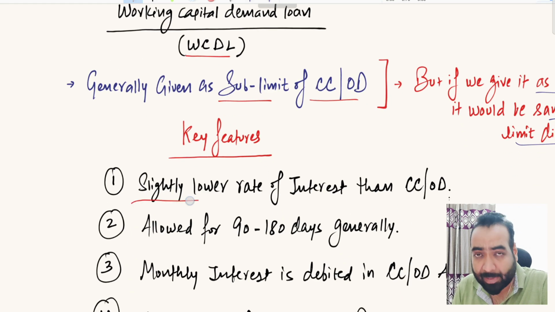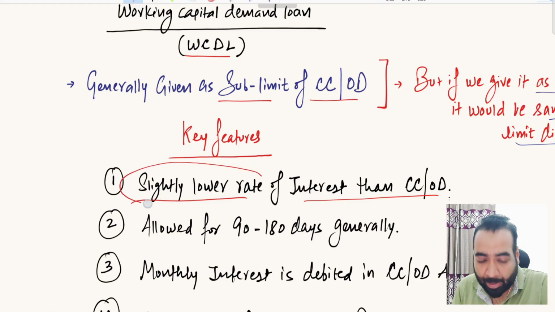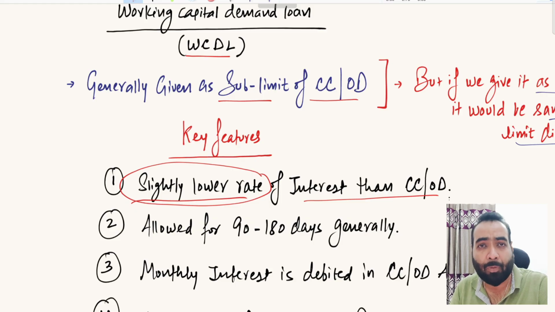So it enjoys a slightly lower rate of interest than regular CC and OD, slightly, 15 BPS or 0.15%, or 0.10% or 0.25% lower than normal CC and OD. If your CC and OD is running, for example, at 8.5% rate of interest, then WCDL may be given to you at 8.25%, right? So it enjoys a low rate of interest. That is why it is very popular from the point of view of entrepreneurs and MSMEs, because they get to use the borrowed funds at a comparatively lower rate of interest.